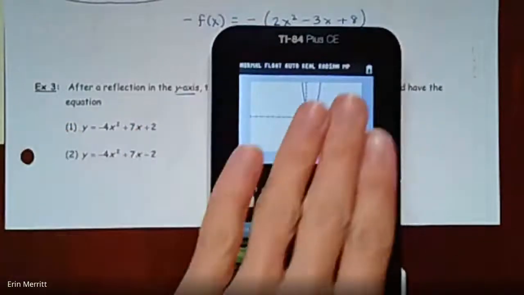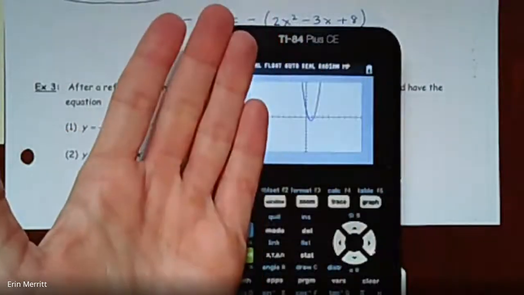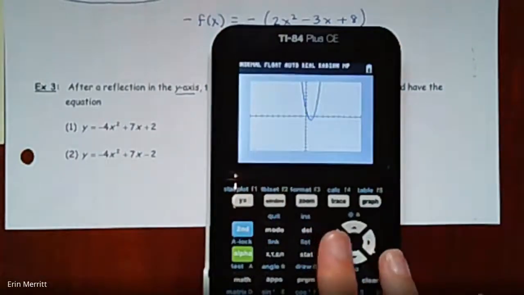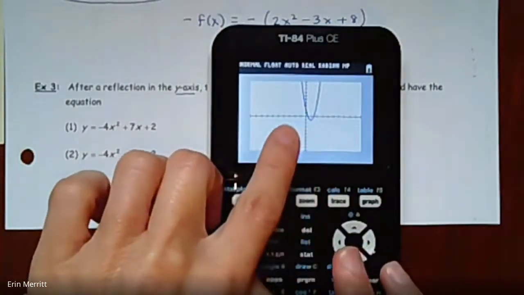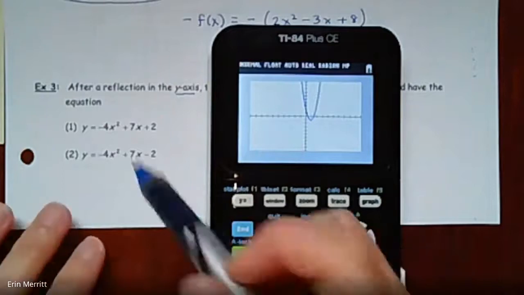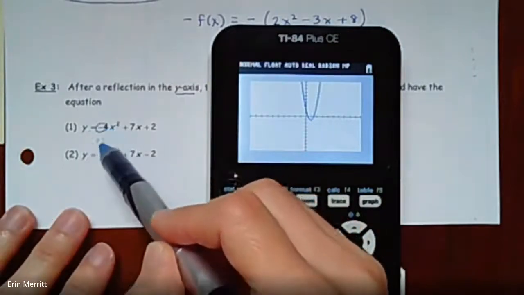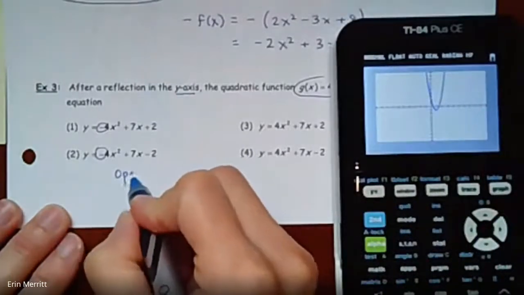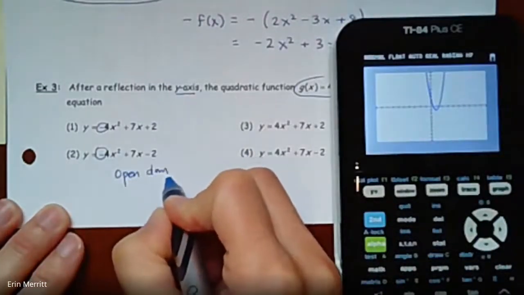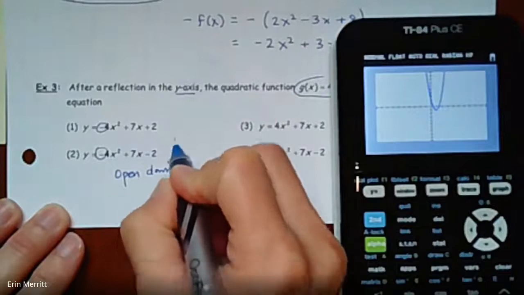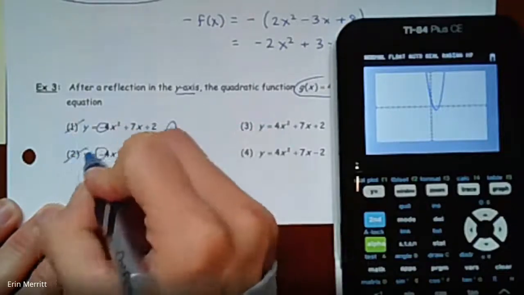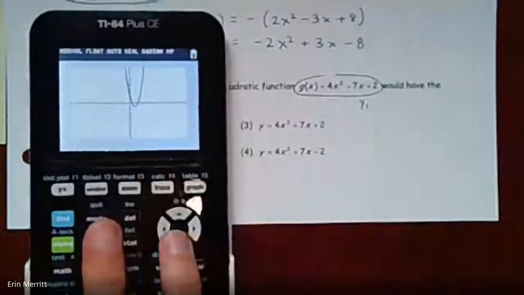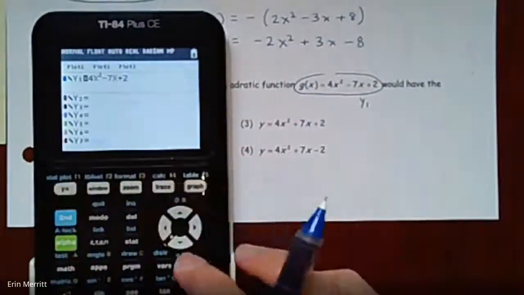Visually, when I flip it over the y-axis, it would still remain a parabola opening up. It would just be more to the left-hand side of the y-axis than to the right. So these first two choices would both be parabolas opening down, because of that negative. So I'm not even going to waste my time with those two. Of the remaining two, I could type into my calculator and see which one makes sense.